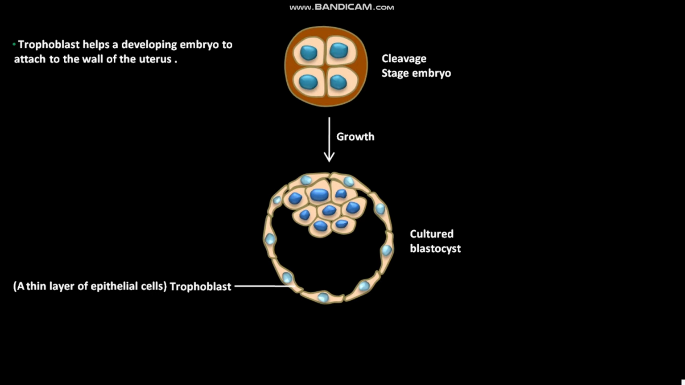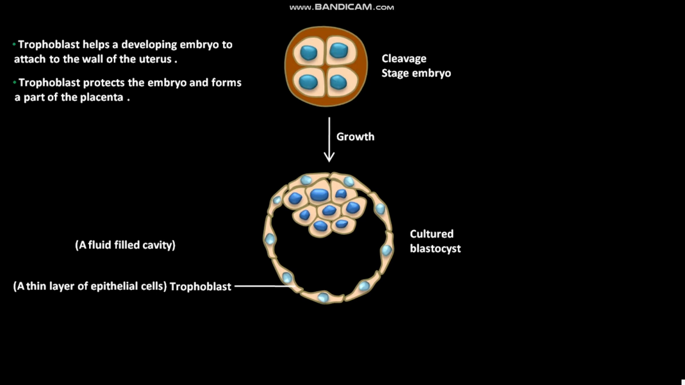The trophoblast helps a developing embryo to attach to the wall of the uterus. It protects the embryo and forms a part of the placenta. A fluid-filled cavity called the blastocoel is present in the blastocyst.